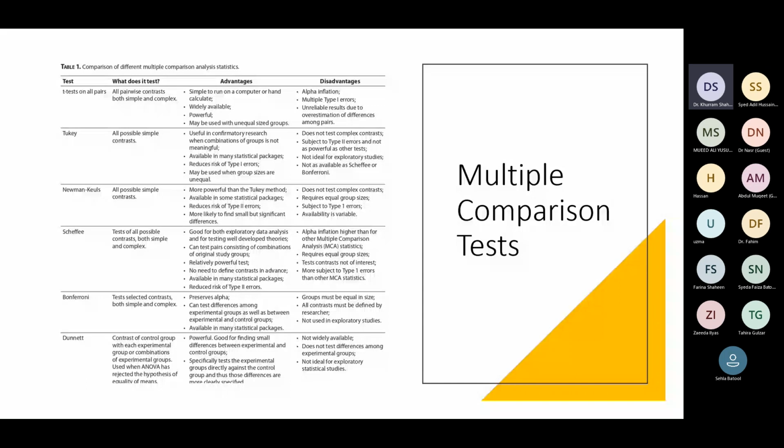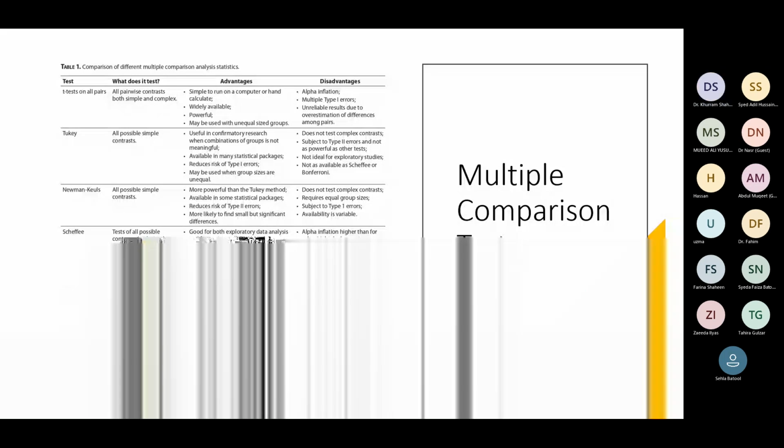A lot of multiple comparison tests are available: T-test, Tukey test, Bonferroni test, and so on. You can select here, seeing their advantages and disadvantages. You can use the t-test, LSD test, or Tukey multiple comparison test. Then we use these to show the difference and categorize our treatments. So can anybody understand the importance of multiple comparison tests?